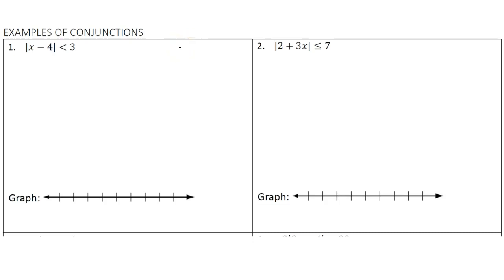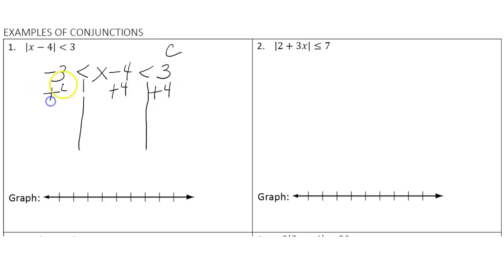Example 1 is the absolute value of x minus 4 is less than 3. This is called a conjunction because the absolute value is less than a positive number. Write the x minus 4 in the center, make it less than 3 and greater than negative 3. Solve this compound inequality by adding 4 to both sides. This gives us x is less than 7 and greater than 1.